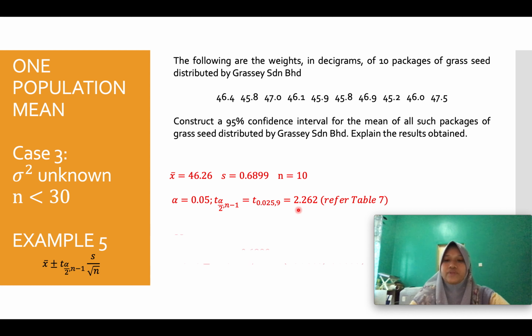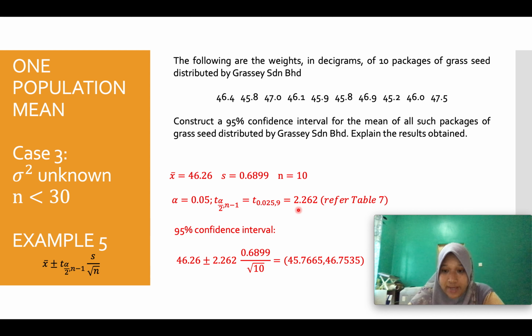Okay, now you can plug in all the information into the formula. X bar plus minus t alpha over 2. Just now we got 2.262 times 0.6899 over square root 10. So finally we get the interval, okay, the lower limit 45.7665, and the upper limit is 46.7535.